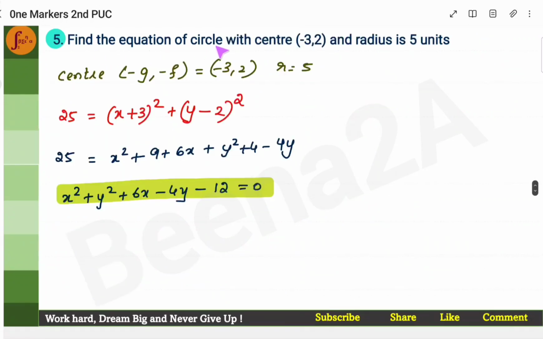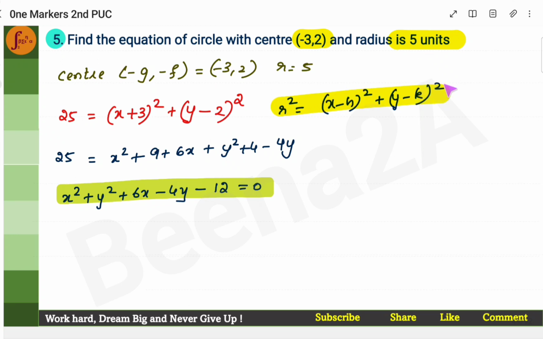Now next one, find the equation of circle with center and radius. So here there is another formula, right? X minus h the whole square plus y minus k the whole square is equal to r square. This is another, third formula. This is used when a coordinate is given. When radius is given and coordinate is given, you'll use this. You can also use the formula we used just now, g square plus f square minus c.